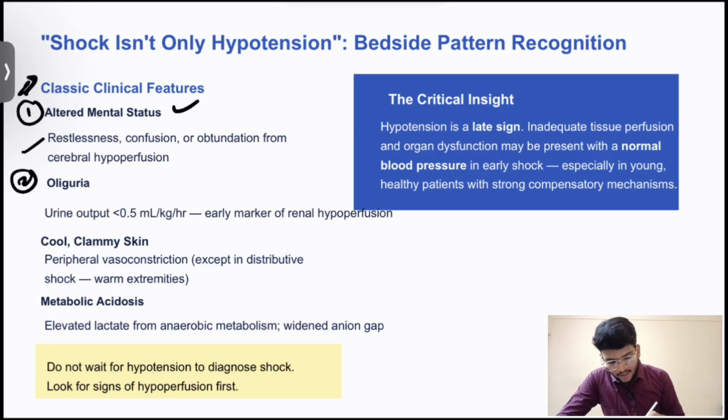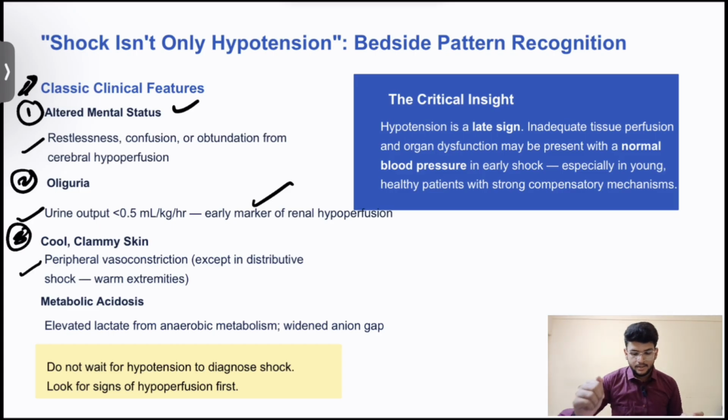Second is oliguria, where urine output is less than 0.5 ml per kg per hour, an early marker of renal hypoperfusion. Third is cold and clammy skin, due to peripheral vasoconstriction, except in distributive shock, where the extremities are warm. The last is metabolic acidosis, where elevated lactate from anaerobic metabolism leads to metabolic acidosis.